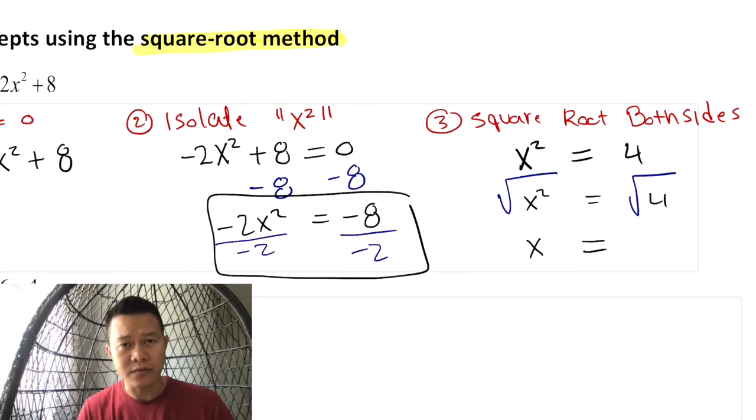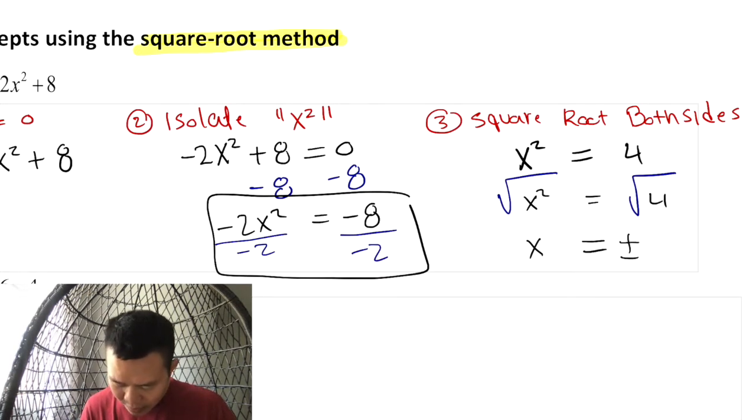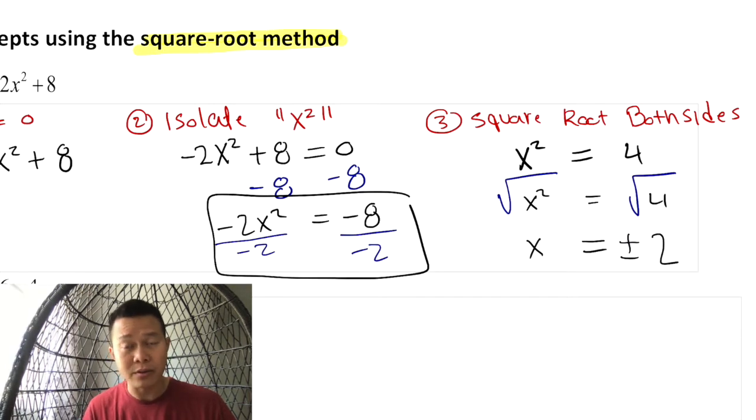Negative 2 squared is also 4. So technically you have two answers, two different numbers squared equals to 4. So therefore your answers are 2 and negative 2.